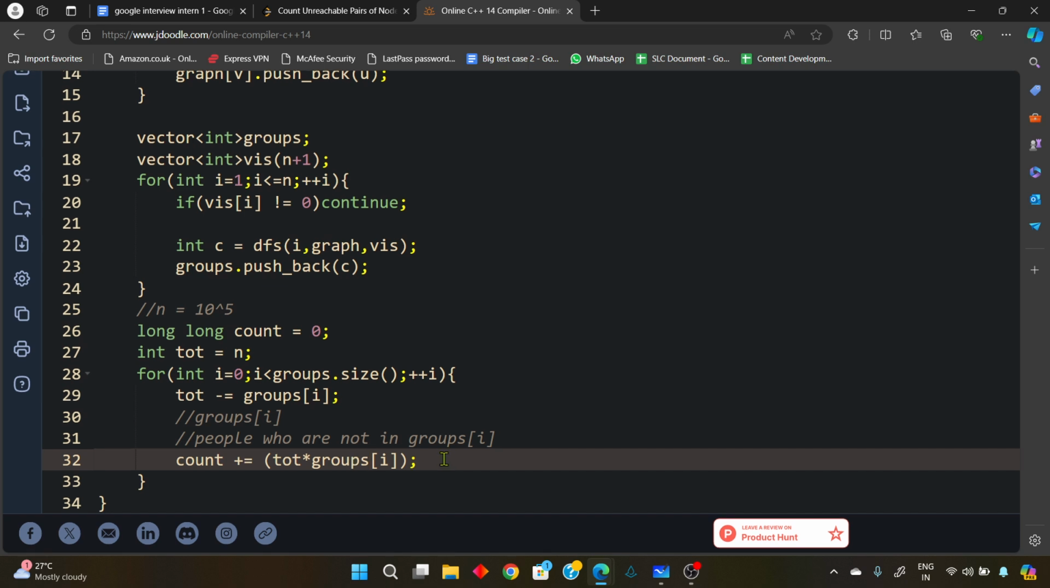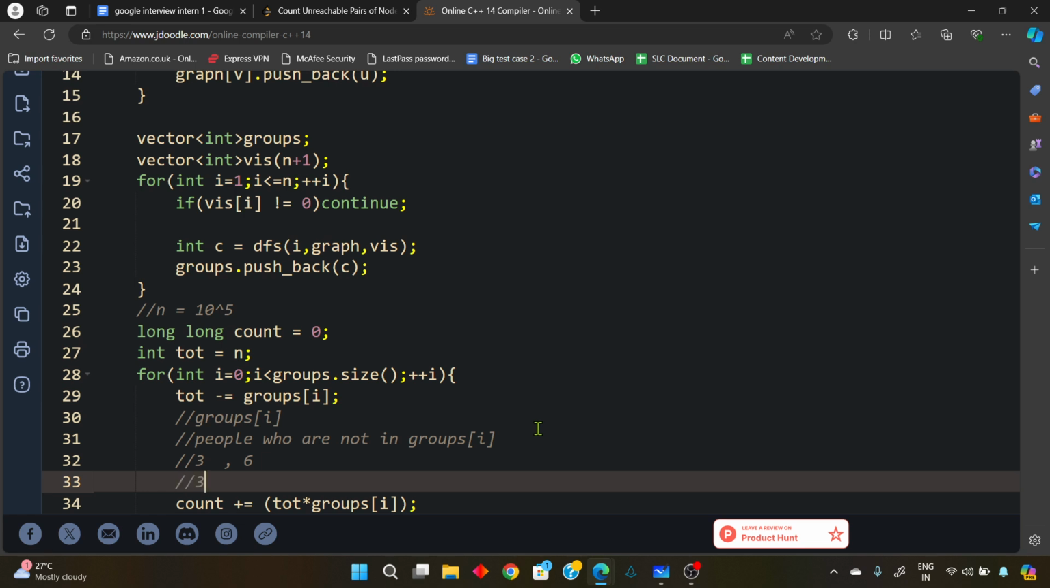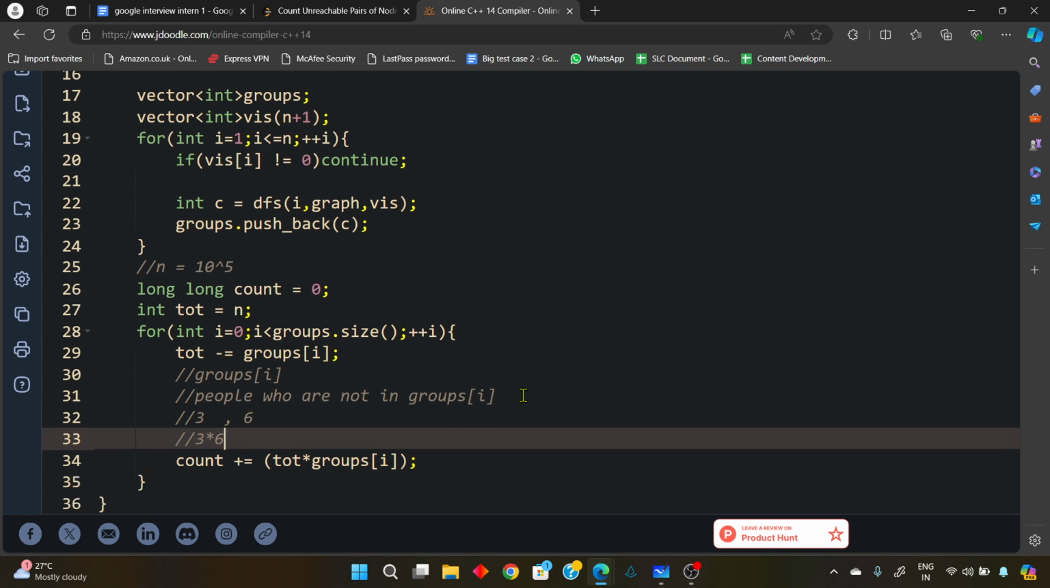So we need to multiply. Like in group one, I have three people, and people who are not part of group 1 is 6. So how many pairs can I form? 3 into 6. For every node of this group, I have 6 options. So for 3 nodes, I have 18 options.